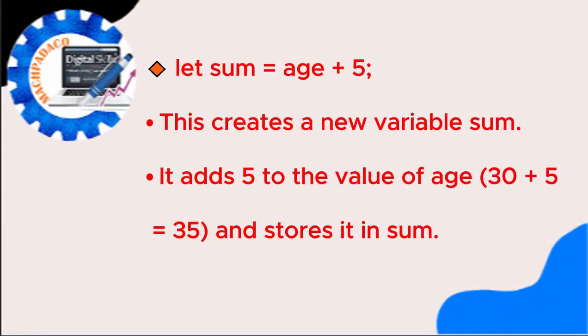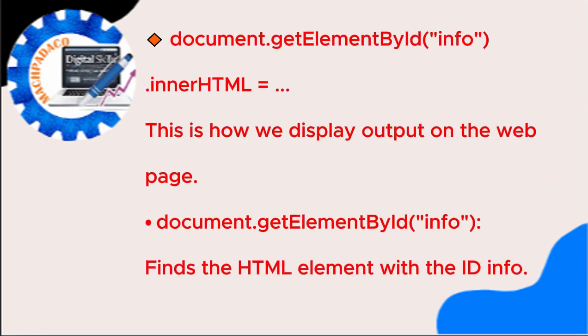Let sum is equal to age plus 5. This creates a new variable, sum. It adds 5 to the value of age, that is 30 plus 5, which is equal to 35, and stores it in sum.